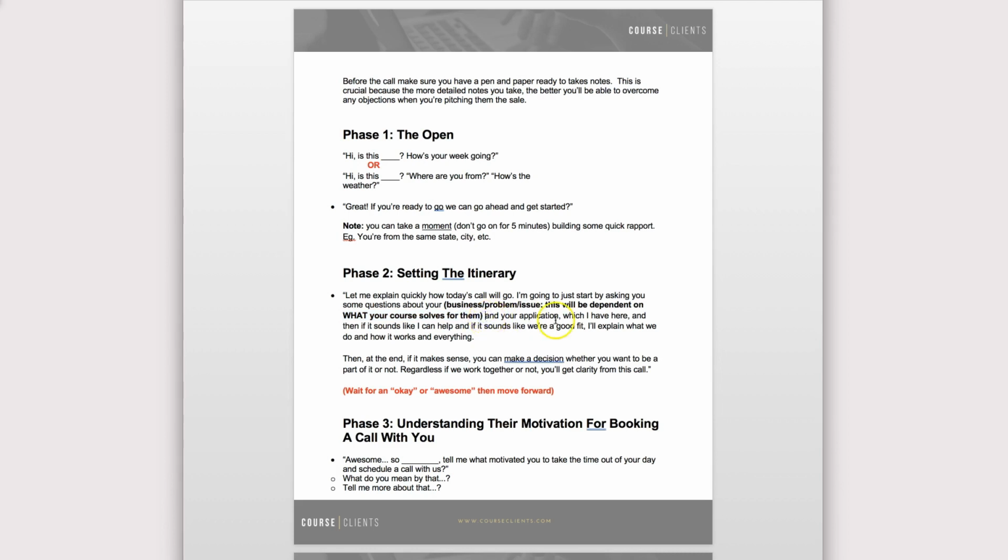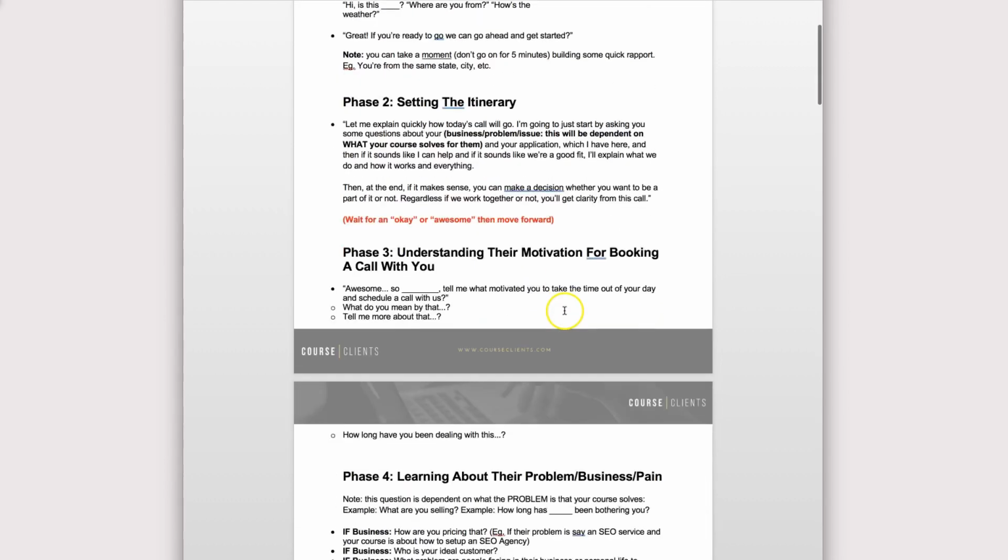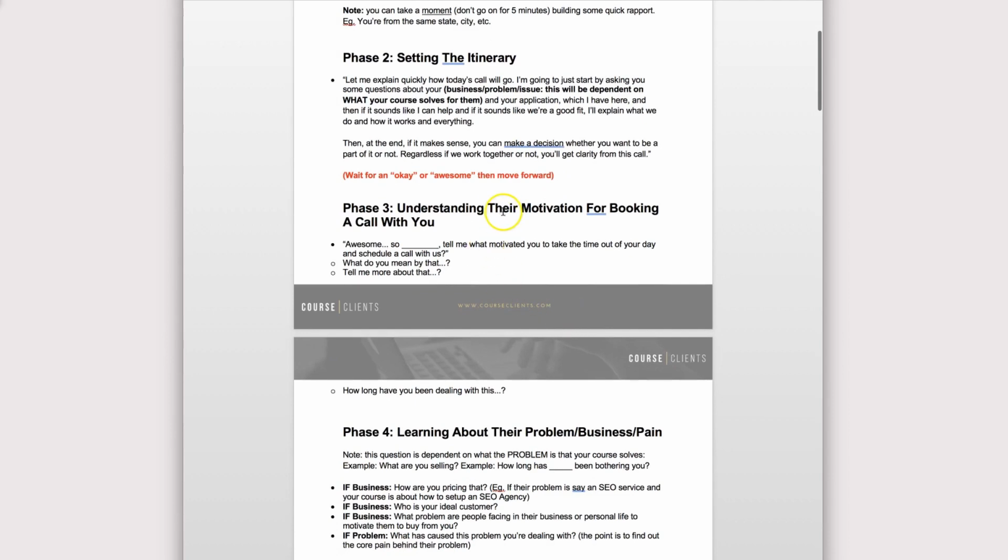So it'll be custom for you based on your course, what your course solves for them. Okay? And at the end, after you've really tweaked it and you think you have it where it's supposed to be, then you can submit a support request and we will personally look it over and tell you if it's good to go or not. Okay? So you wait for an okay or an awesome and then you move forward. Like, okay, sounds good. A lot of people are like, great, all right.